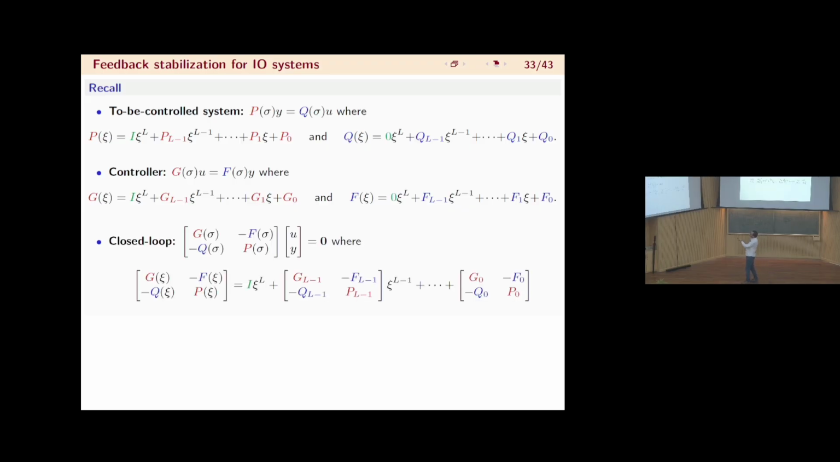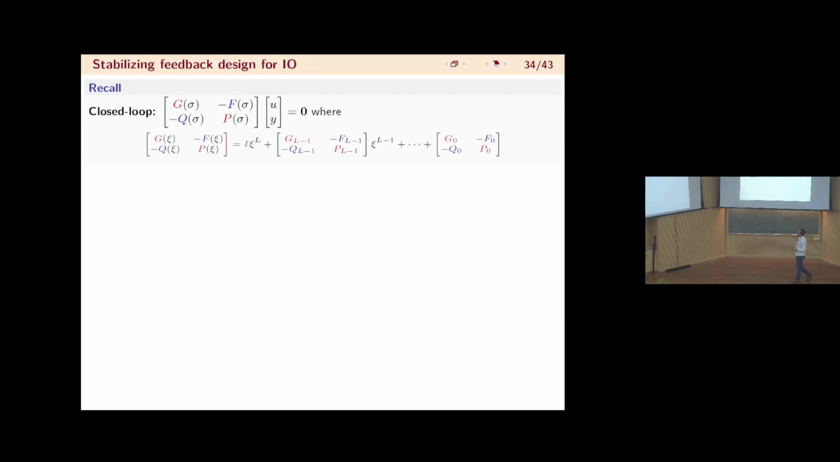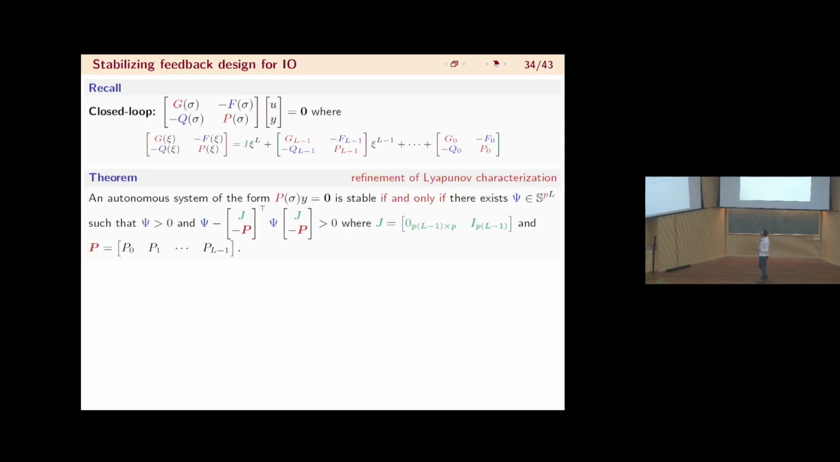Now, in closed loop, I have this autonomous system. So if I look at this polynomial matrix, I can identify these coefficients. Let's write these coefficients down. Now, I do know how I can check stability of an autonomous system of this form. Now, if I replace this P by this bigger matrix, I obtain the Lyapunov characterization of stability of this closed loop system.